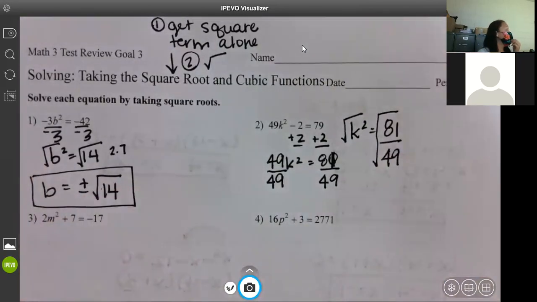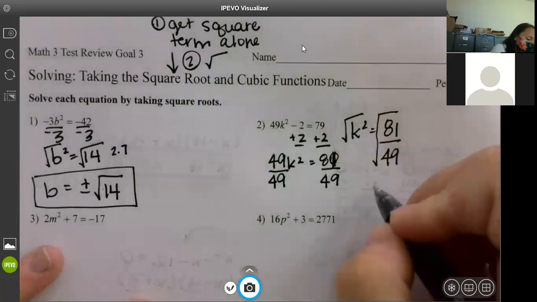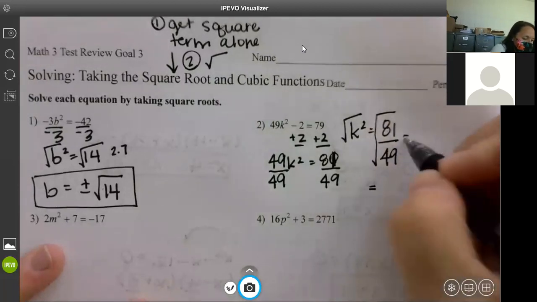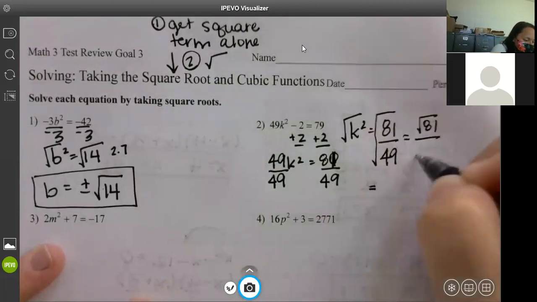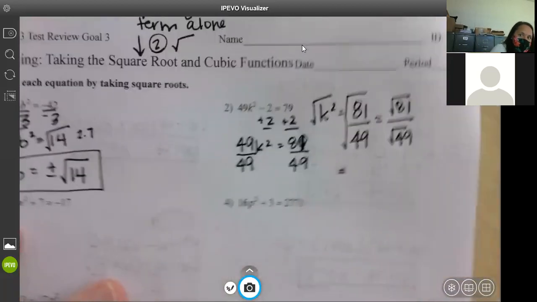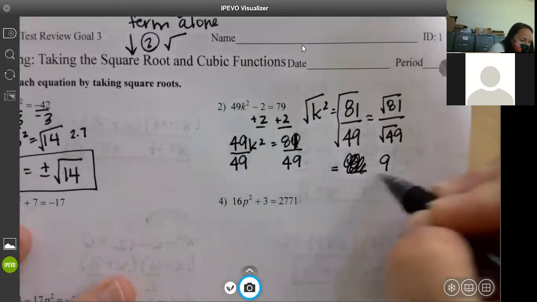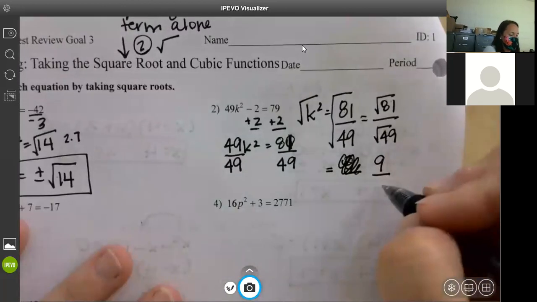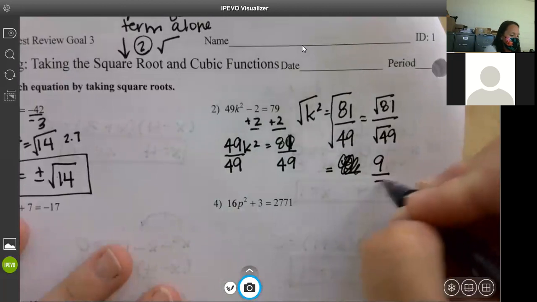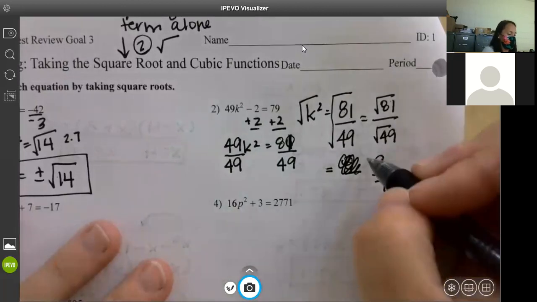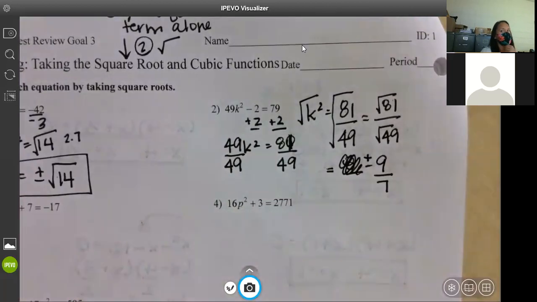Be careful on this one because like I told you to rationalize yesterday, you don't have to do that on this one. Why not? What's special about 81 and 49? They're both perfect squares, right? So what is the square root of 81? So we're going to take the square root of the top and the square root of the bottom. So we get 9 over 7, since the square root of 49 is 7. And then how many answers do we have? Plus or minus?